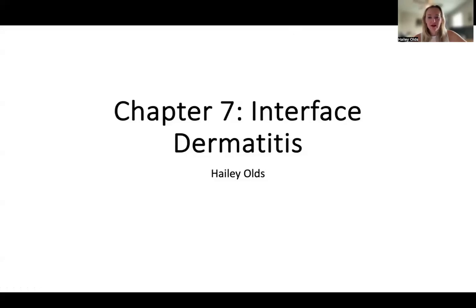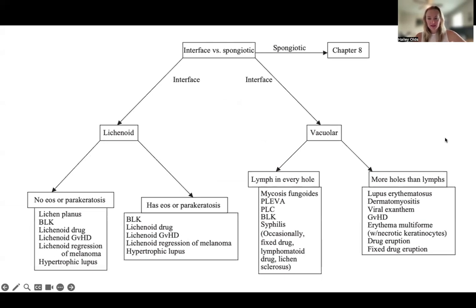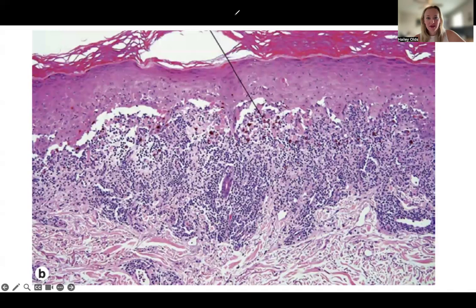Okay, so today we're going to talk about interface dermatitis, and this corresponds to chapter 7 of the Elston textbook. So, first, when you hear interface dermatitis, that can mean either lichenoid or vacuolar dermatitis. Those are the two main subdivisions. Lichenoid basically means it looks like lichen planus, and then it's further subdivided based on if there are eosinophils present or parakeratosis. And then vacuolar is further subdivided based on how much inflammation is there and how many lymphocytes are present. So we'll get into more specifics as we go.